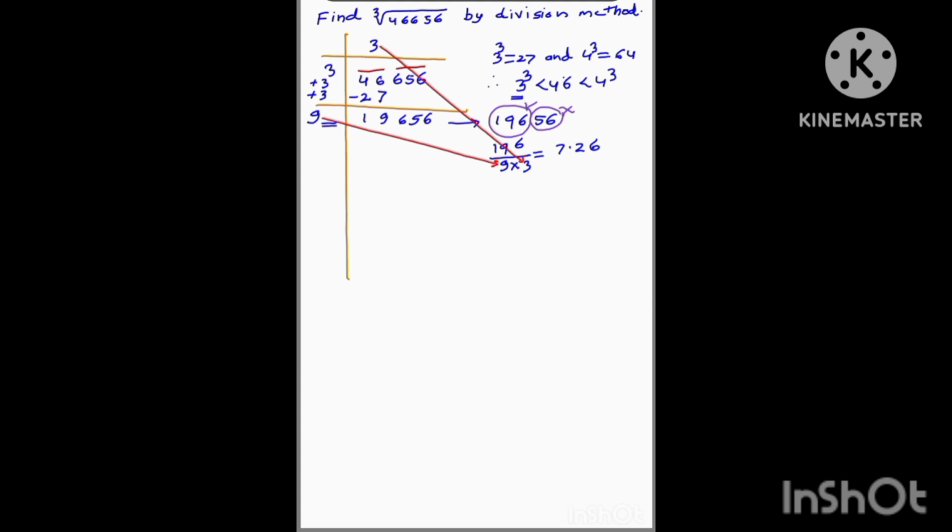Now this number 7.26 lies between 7 and 8. Okay, so we will consider the lower digit 7 and check whether 7 is a correct digit or not. So we write 97, then for checking, we write 2 more 7s below that 97. Always you have to check whether this digit 7 is correct or not.